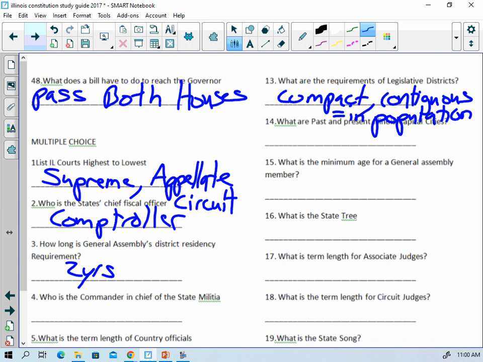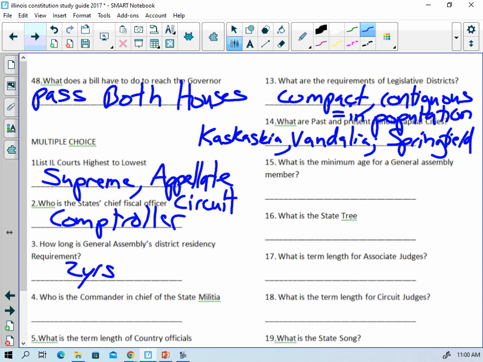Past and present capitals. What was the first state capital? Kaskaskia. Then they moved it to Vandalia, where we go to wrestle now. And finally, today it is Springfield. What's the minimum age to be a General Assemblyman? 21.